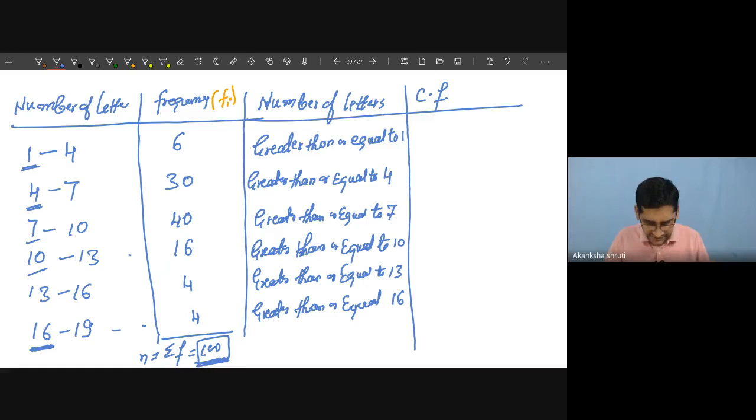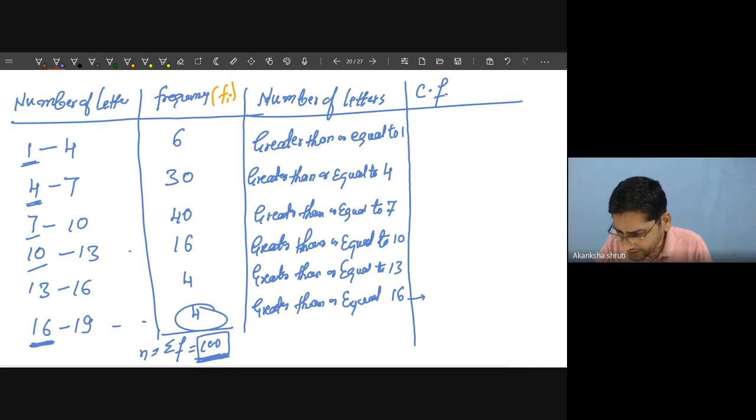Here you can see that if we want to write for the greater than 16, it includes the data from 16 to 19 only. So the 4 will be the only data. So for writing the greater than and equal to type, I always advise you to start from the bottom. Okay, so write the 4 here. Only the 4 will be there because the data is varying from 16 to 19. So start with the bottom one only, so that it can be written more conveniently.